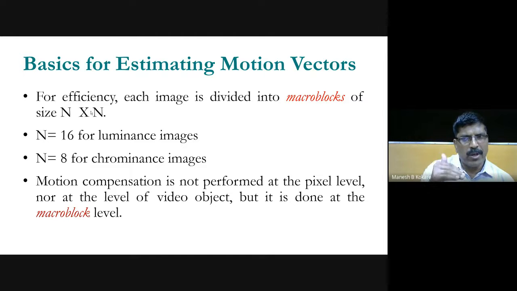What we are doing is first dividing the frame into macro blocks, and the size of a macro block is n by n. This n is 16 for a luminance image and 8 for a chrominance image. So motion compensation is not performed at the pixel level nor at the level of the video object, but it is done at the macro block level.